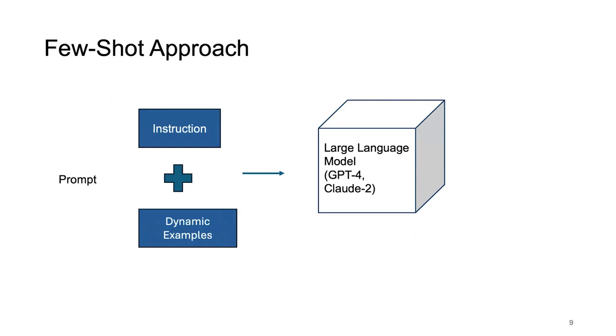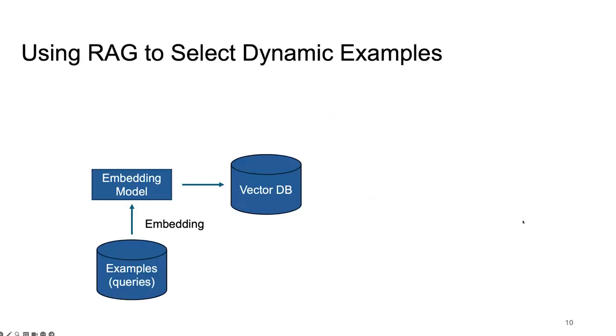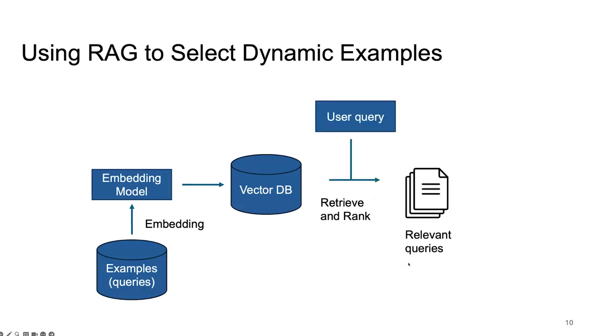But how do we create these dynamic examples? This is where we take the help of retrieval augmented generation, or RAG. The set of queries from the question, answer, suggestion question triplets of the examples are embedded through the OpenAI embeddings, which are stored in a vector DB. Then, based on the user query, we use cosine similarity to rank and retrieve the relevant queries.